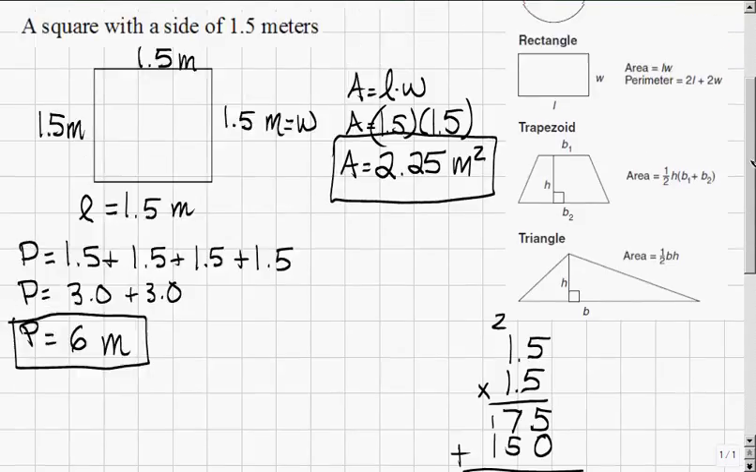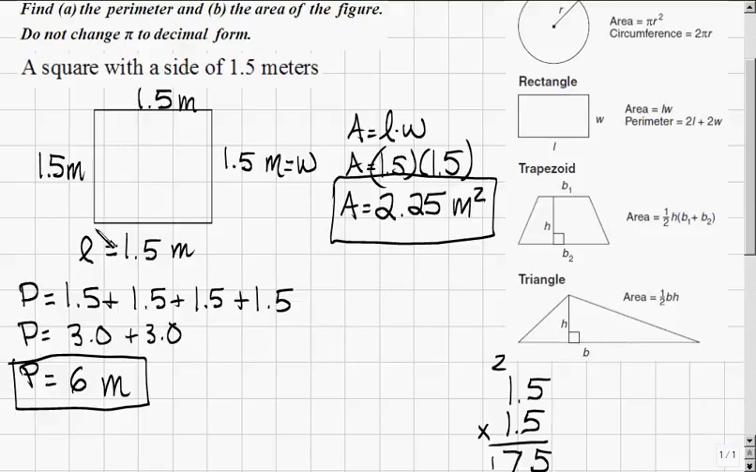That means, in summary, that going around the figure has a perimeter of 6 meters, adding up all the sides, and the material on the inside would have an area of 2.25 square meters. And that's our answer.